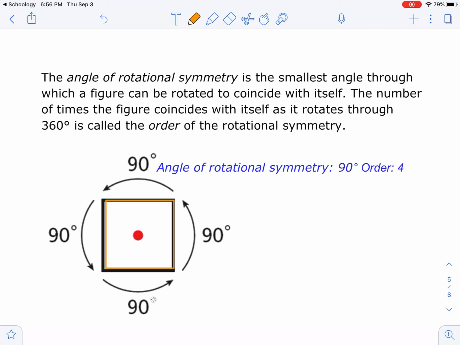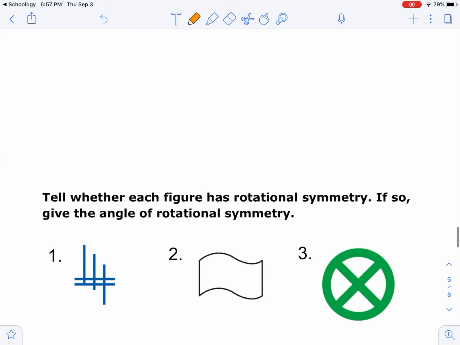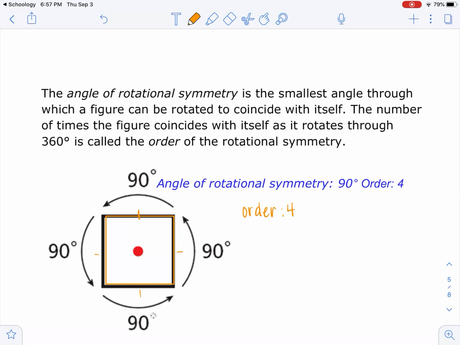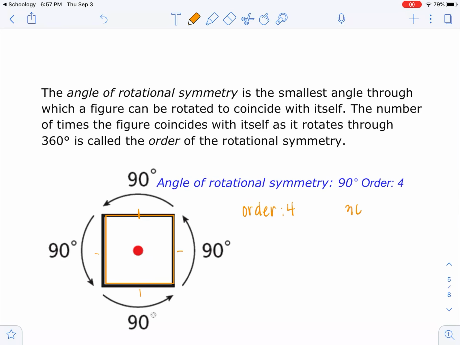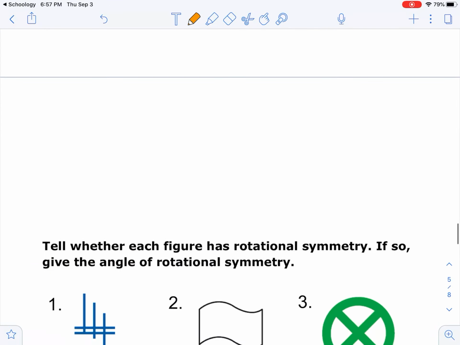So if I rotate this, right, and this is the top, okay, and I'll put a little tick mark right here. If I rotate it counterclockwise, the tick mark would be here. So that's 1, here 2, 3, and then back on itself 4. So it would look like itself 4 times. So that's the order. The order is 4. Now to get to the angle of rotation, the rotational symmetry, all you have to do is 360 degrees divided by the order. So 360 divided by 4, that means the angle of rotational symmetry is 90.